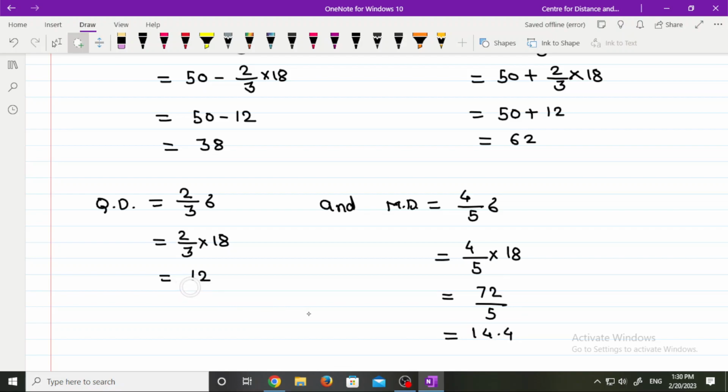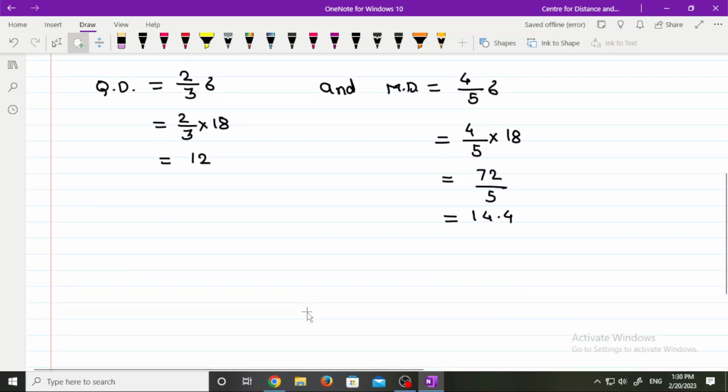That is, Q dot D is equal to 12 and M dot D, that is mean deviation, is 14.4.